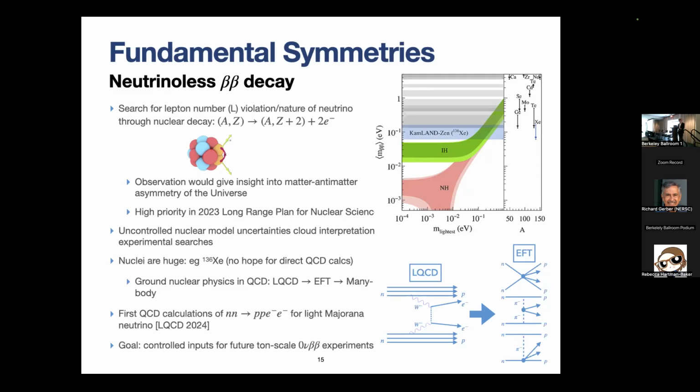And just this year, we were able to do the first calculation of this 2 neutron to 2 proton transition matrix element in this system. Of course, this is not something that happens physically, but it's a piece that you can use to put into this effective field theory framework and then connect to many body methods. And it's really an open goal of the field to take that pipeline and really connect it to the nuclei that are used in these experiments.